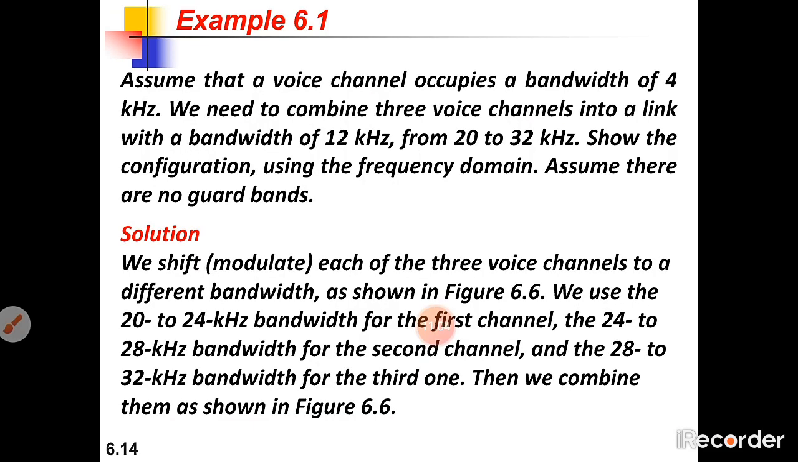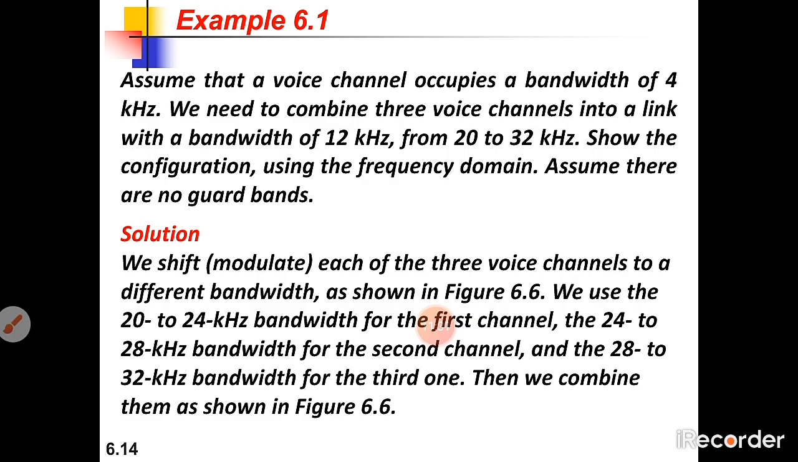After that we need to combine 3 Y channels into a link with a bandwidth of 12 kilohertz, from 20 to 32, and show the configuration using the frequency domain. Assume no guard bands are present. The solution here is to shift each of the 3 Y channels to a different bandwidth.